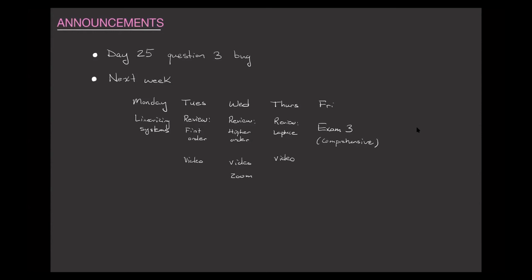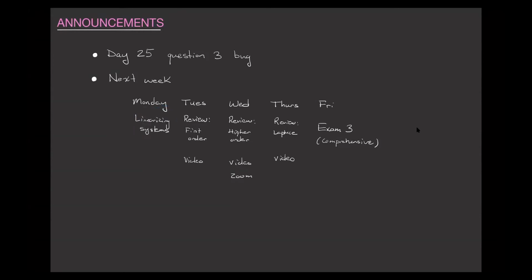So next week, on Monday, we'll look at linearizing systems, which is just a follow up to what we'll talk about today. So today we'll talk about linear systems, and then on Monday, we'll talk about linearizing systems. We'll look at how to solve linear systems, namely using Laplace today. And then we'll look at how we get them to be linear if they're not a linear system initially.